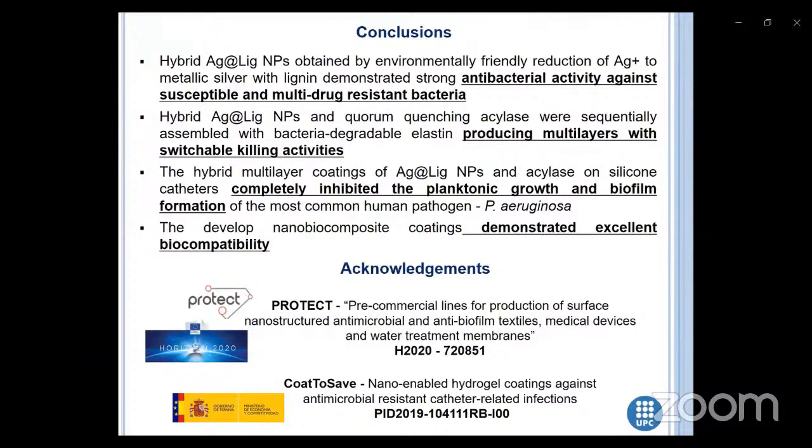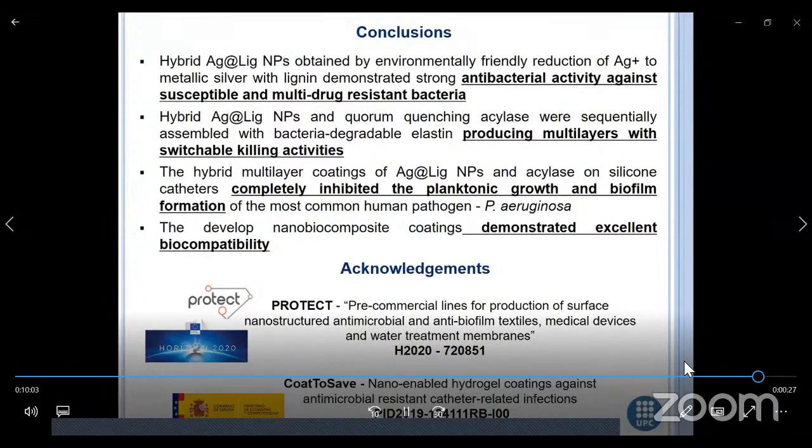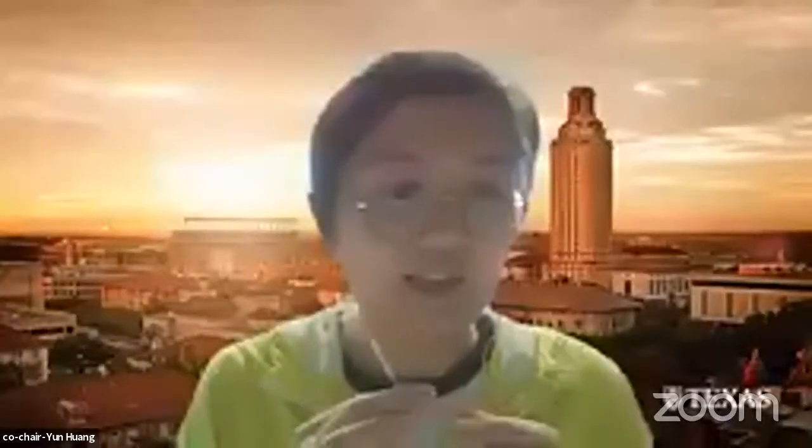Hybrid silver lignin nanoparticles and quorum quenching enzyme acylase were sequentially assembled with bacteria-degradable elastin, producing multi-layers with switchable killing activities.